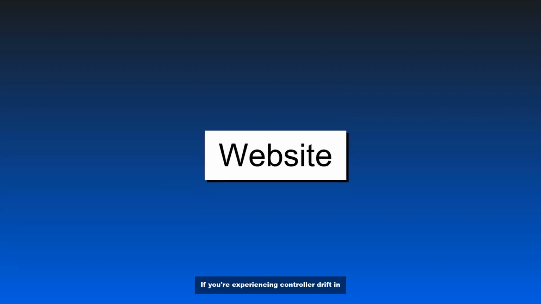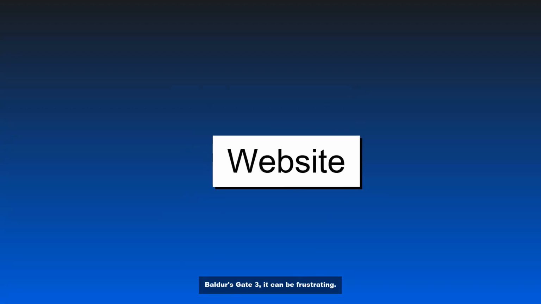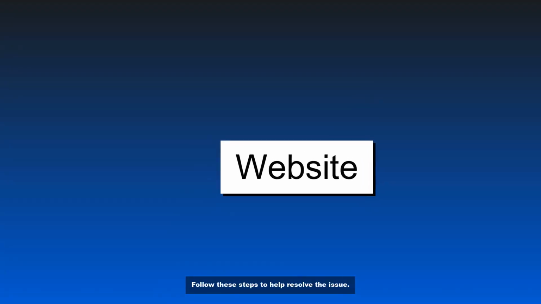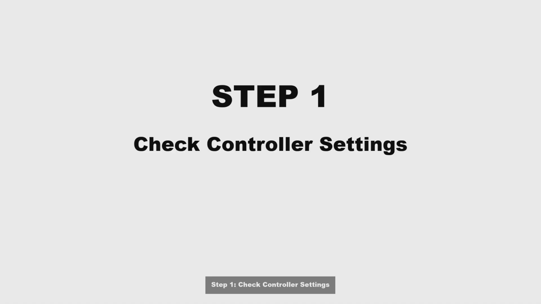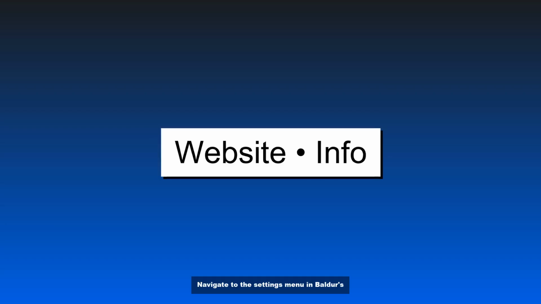If you're experiencing controller drift in Baldur's Gate 3, it can be frustrating. Follow these steps to help resolve the issue. Step 1. Check controller settings. Navigate to the settings menu in Baldur's Gate 3 and look for controller options. Ensure that the controller is properly recognized and that all settings are configured correctly.